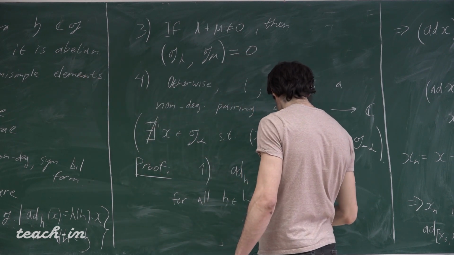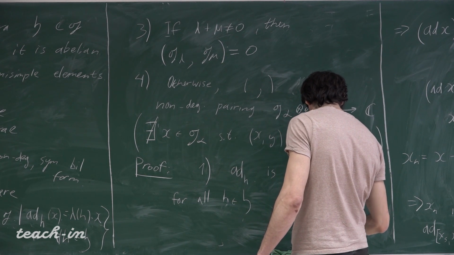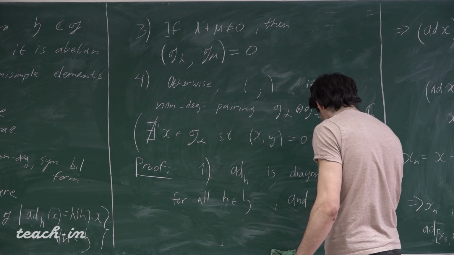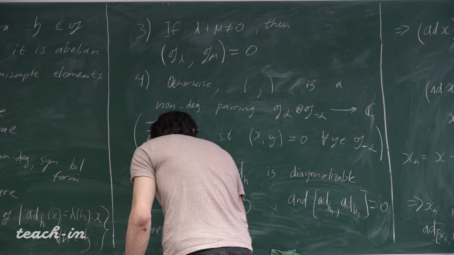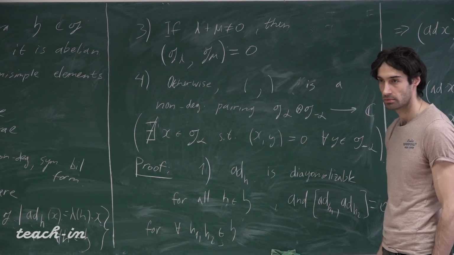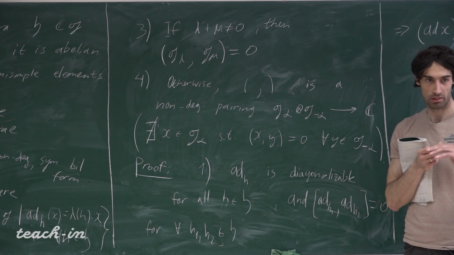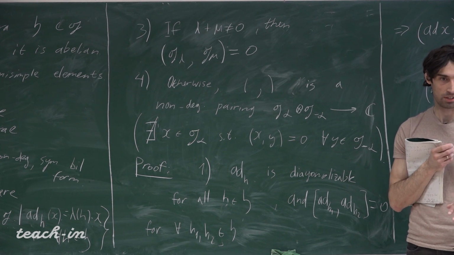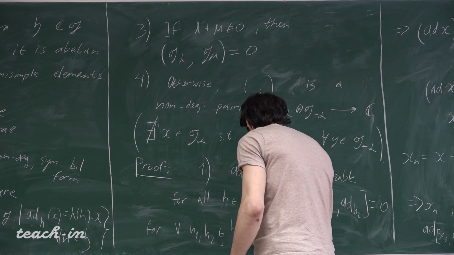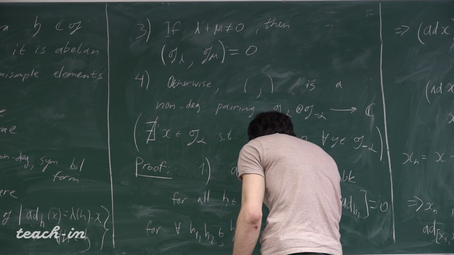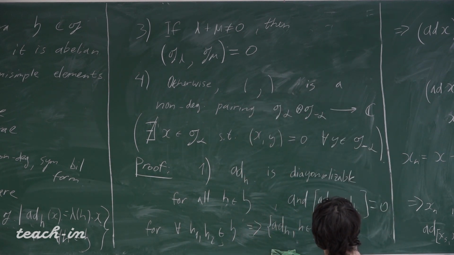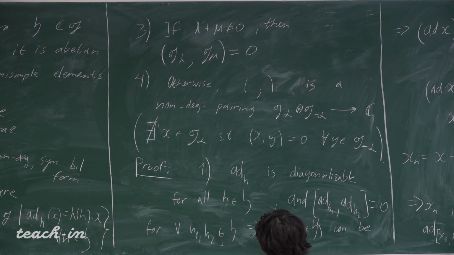Also, the commutator of ad h1 with ad h2 is 0 for every h1 and h2 from H. So if you have a bunch of diagonalizable matrices that commute with each other, you can simultaneously diagonalize them. That's a standard result from linear algebra. Therefore, ad h, where h lives in our subalgebra H, can be diagonalized simultaneously.